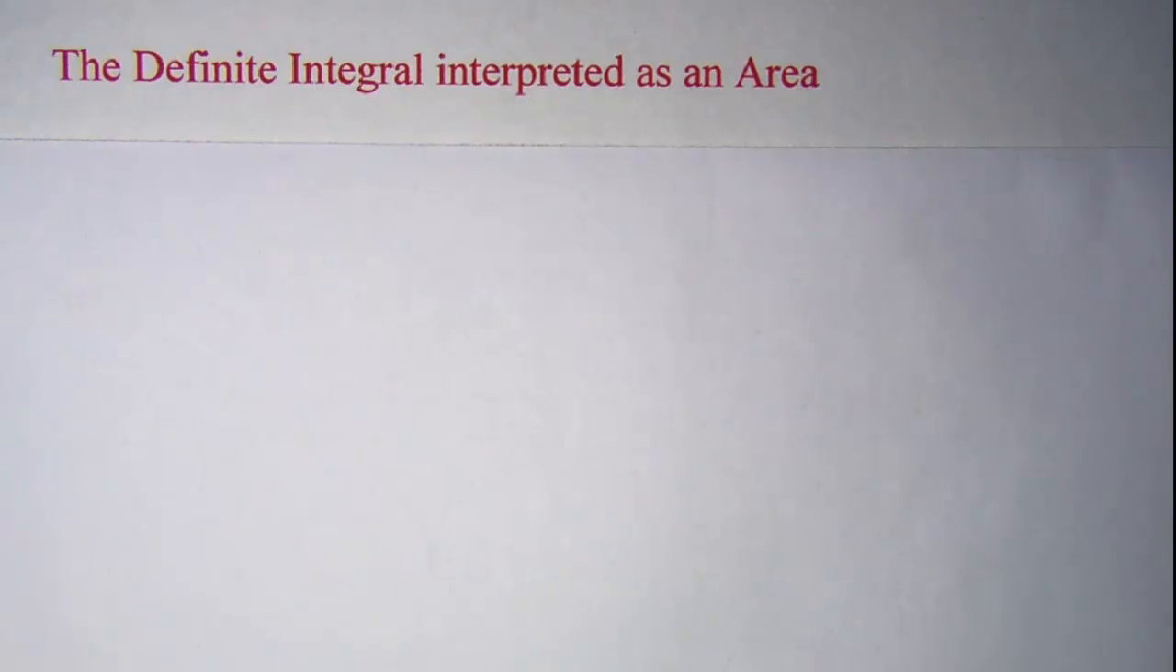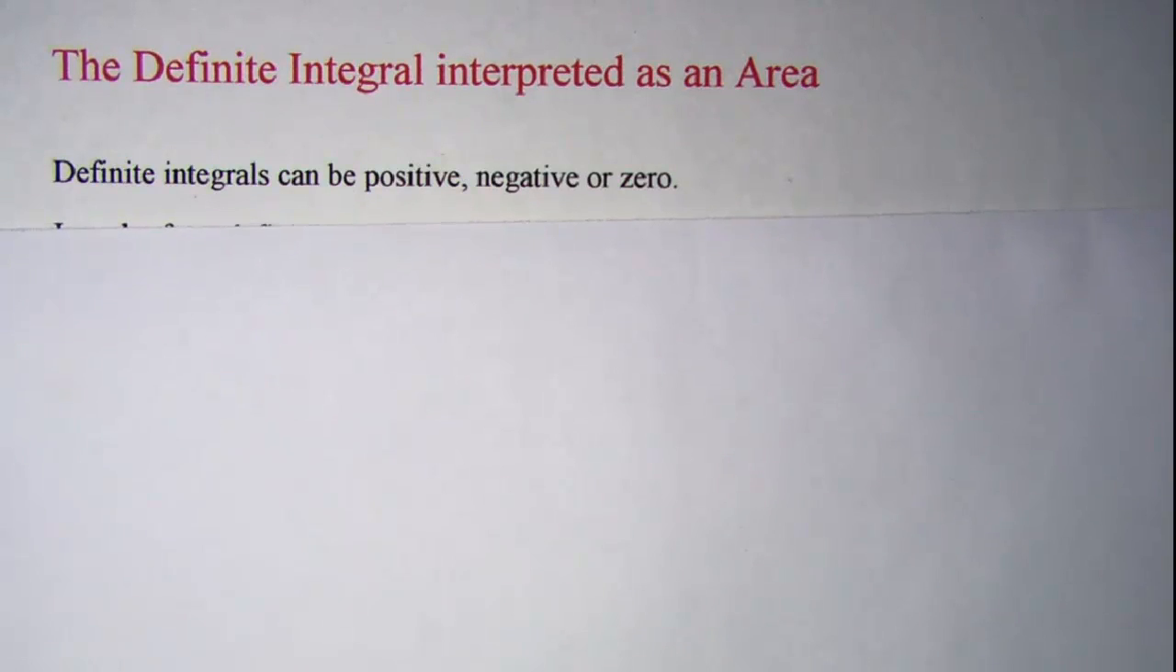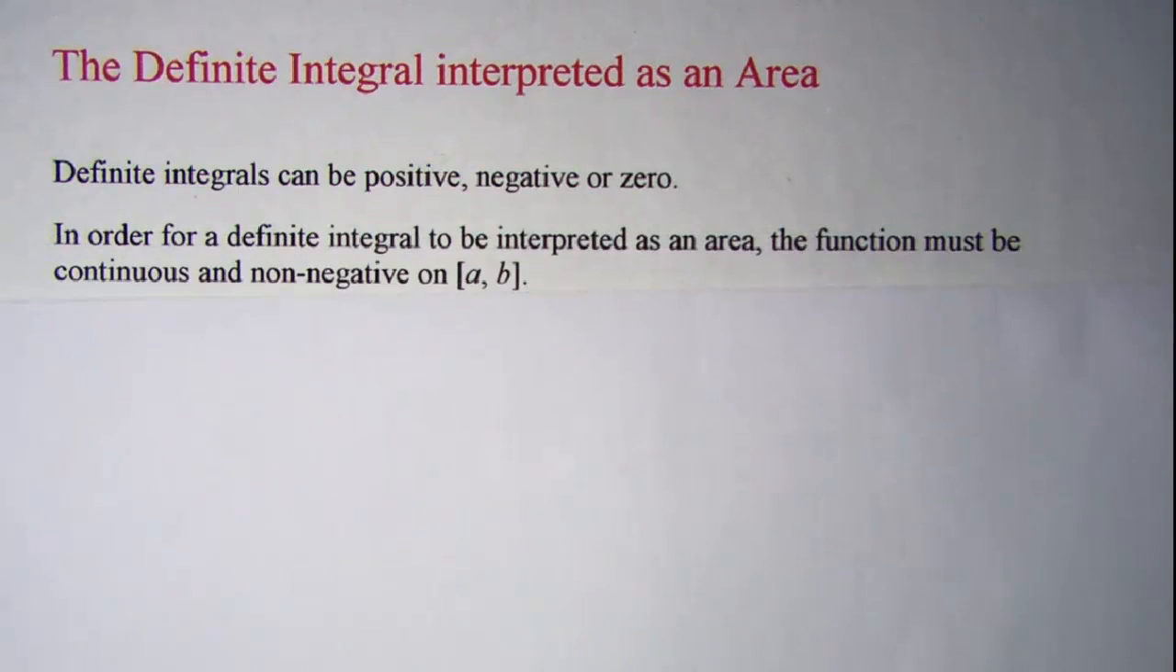In this video, we'll be talking about the definite integral interpreted as an area. Definite integrals can be positive, negative, or zero. And in order for a definite integral to be interpreted as an area, the function must be continuous and non-negative on a closed interval from a to b.